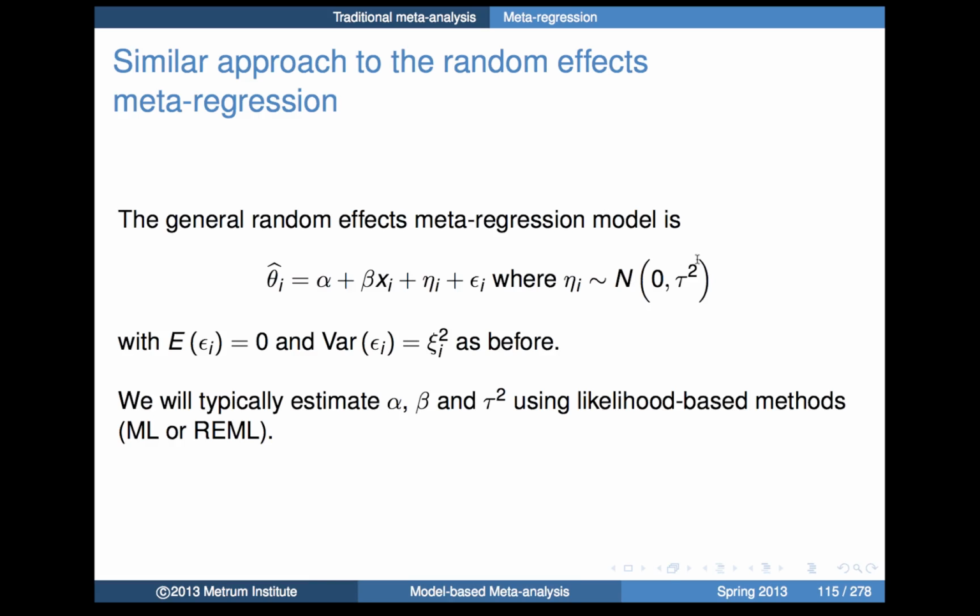Again, when we're working in the mixed effects or random effects meta-analysis, we're going to move into using likelihood-based methods as opposed to the DerSimonian and Laird estimator. And again, our focus here is on alpha, beta, and tau squared.